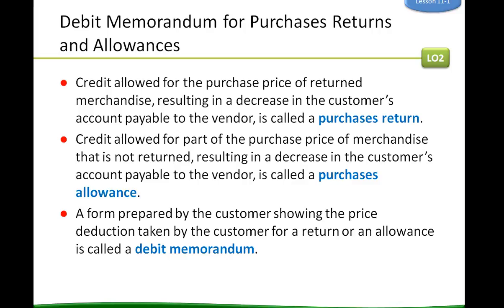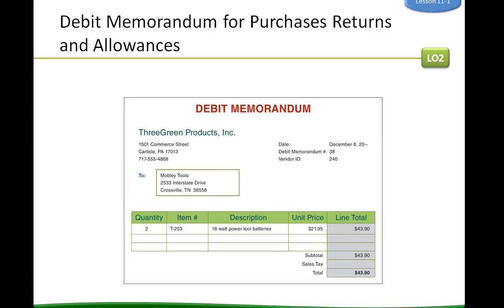Customers generally do not want to keep merchandise that is inferior quality, different from what they ordered, or damaged when received. If that happens, the customer may be allowed to return part or all of the merchandise purchased. And that's where we get the purchases return. So when a customer needs to return something. Here we have another debit memorandum, and this is used for a purchases return and allowance.